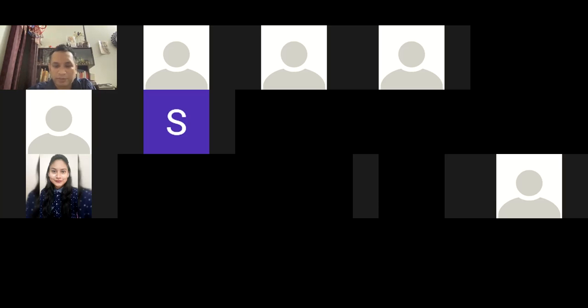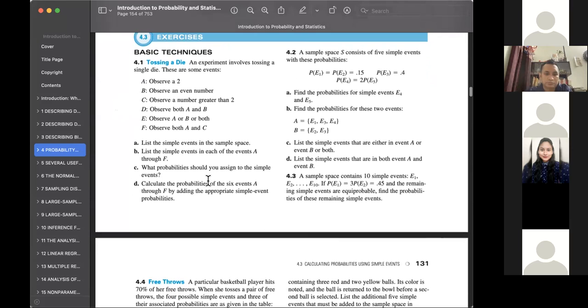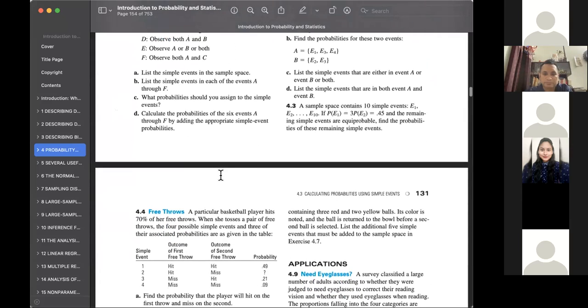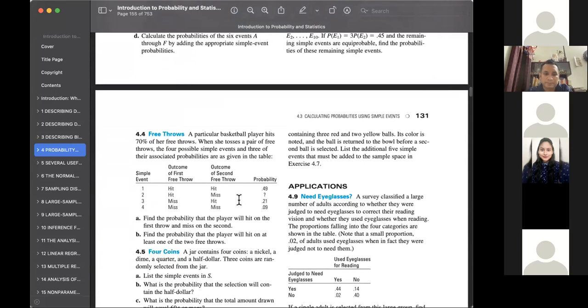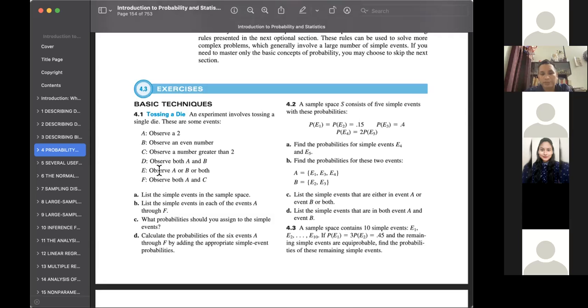Number 4.1. Okay, let me share my screen. I guess I forgot to share my screen. So exercise number 4.1, number 4.2, number 4.3, number 4.4 and number 4.5. So you have to do it in your copies, and you have to share the result with me in my next class. I will ask you directly.